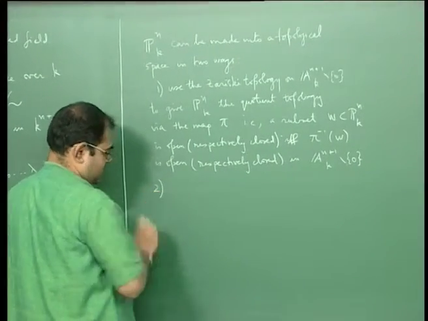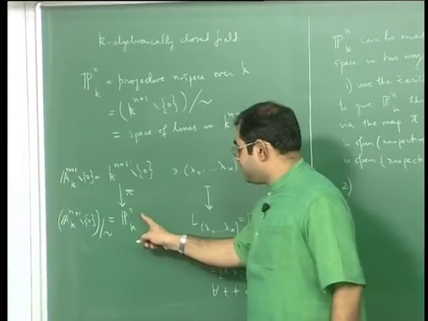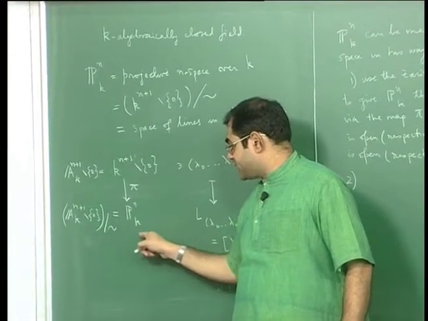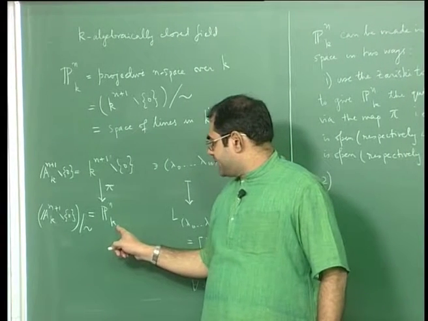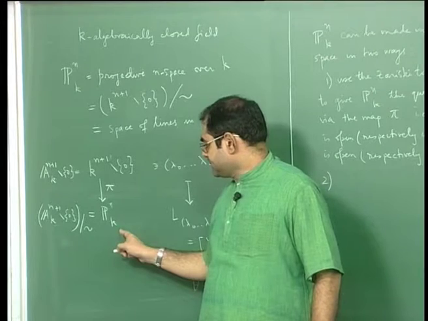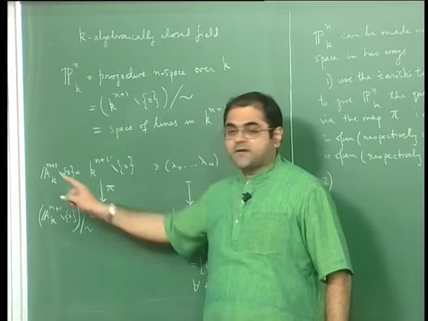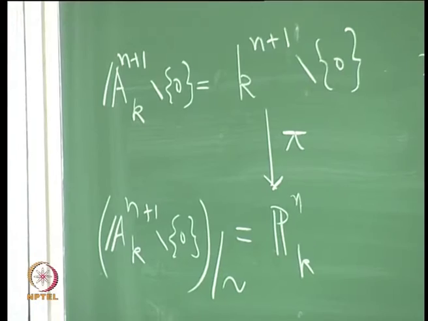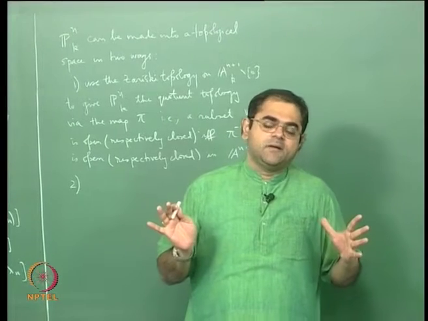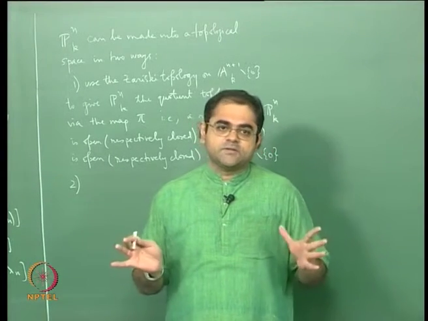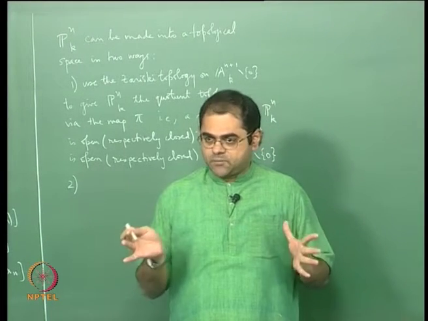What is the other way of doing things? The other way of doing things is you try to indigenously define the Zariski topology on the projective space, okay, and how do you do that? You imitate what you did for the affine space, okay. For the affine space, how did we define the Zariski topology? We defined the Zariski topology by defining closed sets, and what were closed sets? They were sets of common zeros of a bunch of polynomials in the right number of variables.